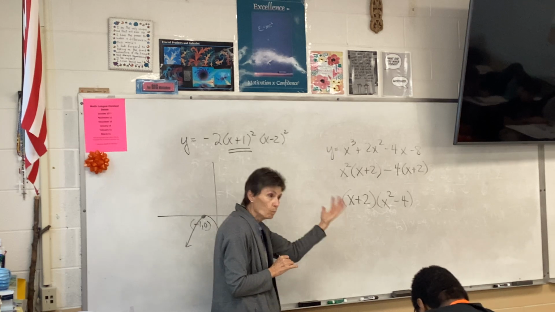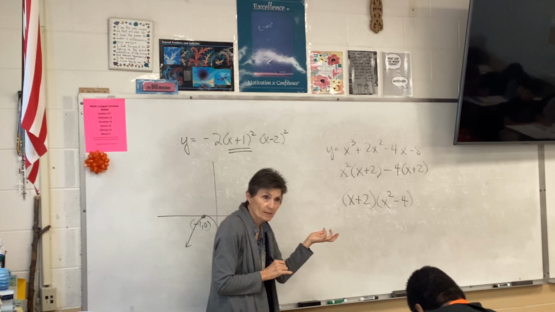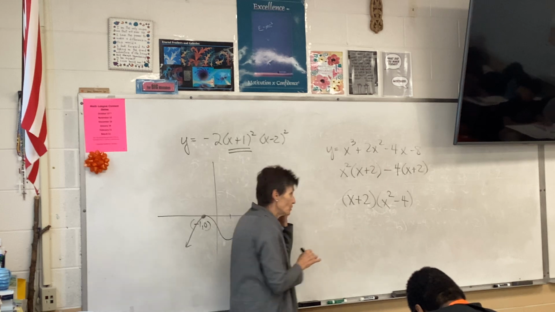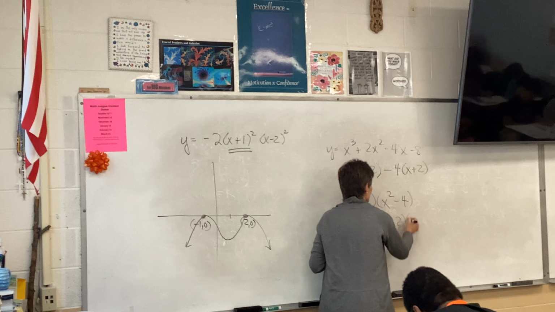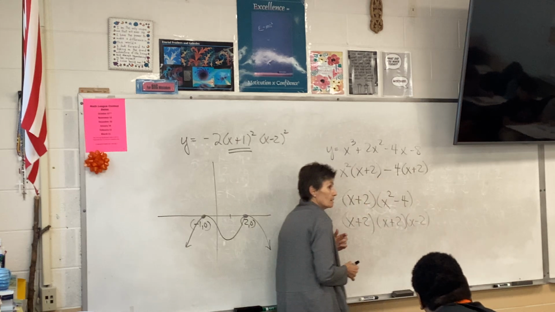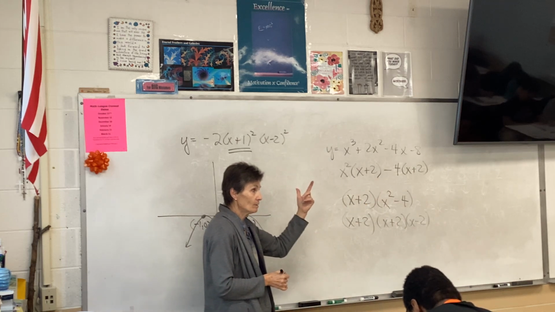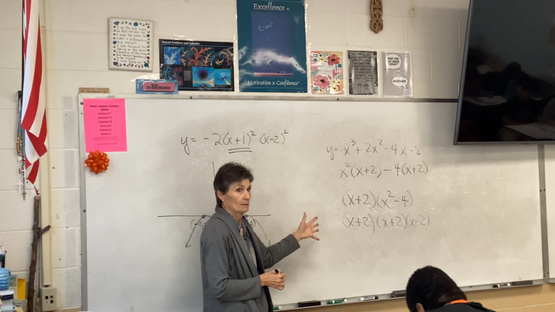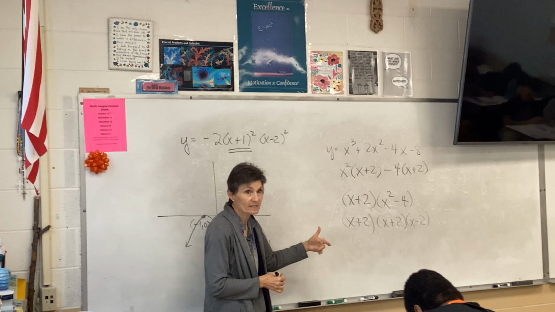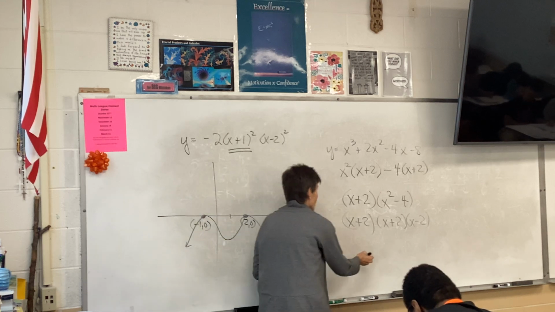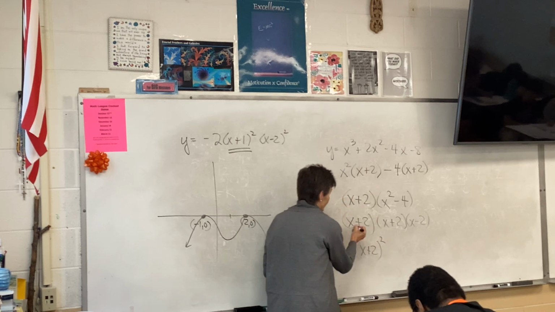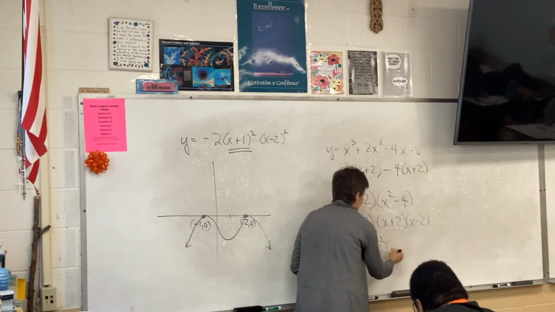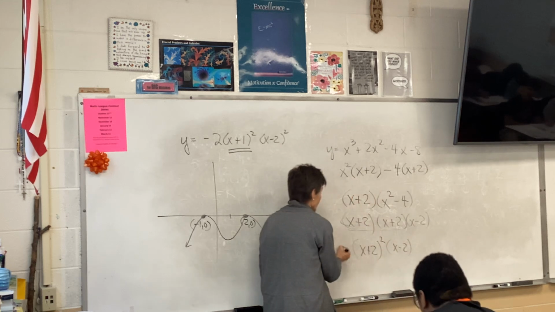Now, what do I notice about my leftovers? They factor into x plus 2, x minus 2. And then I've got to be aware. What do I notice here? I have two of the same. So that's going to be an x plus 2 squared. That's these two. And then my x minus 2.